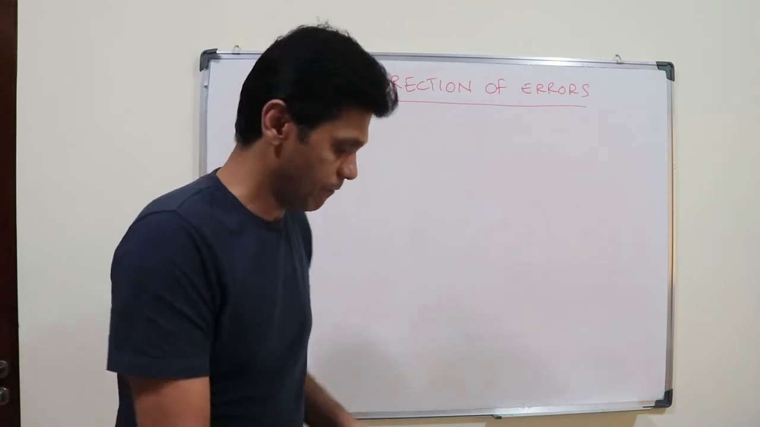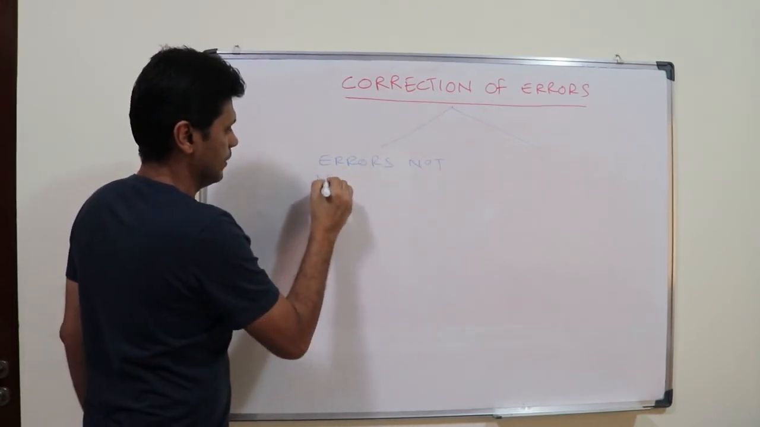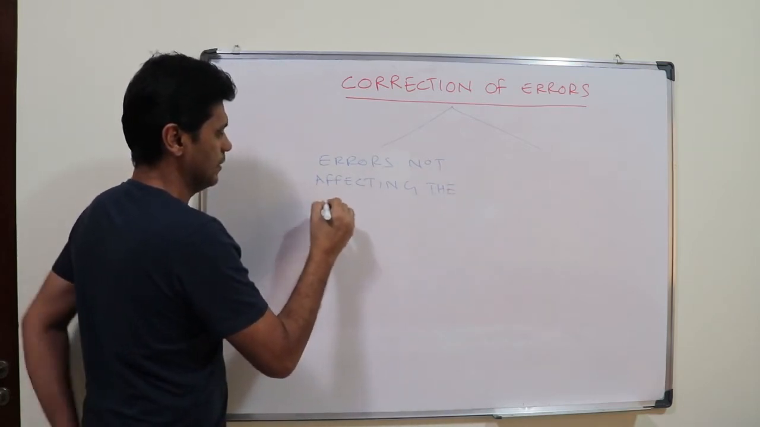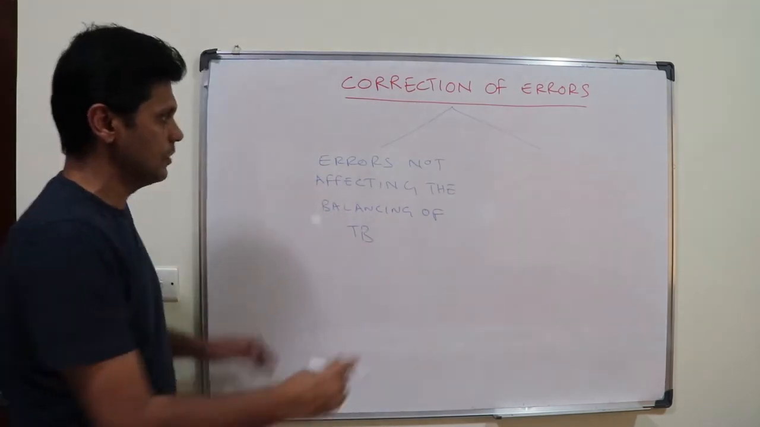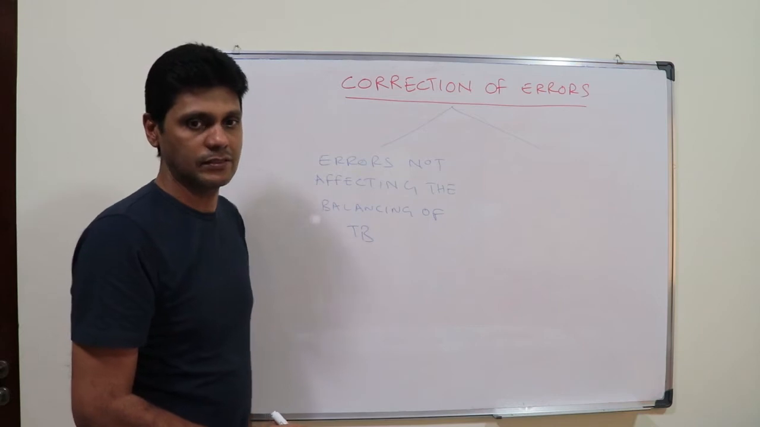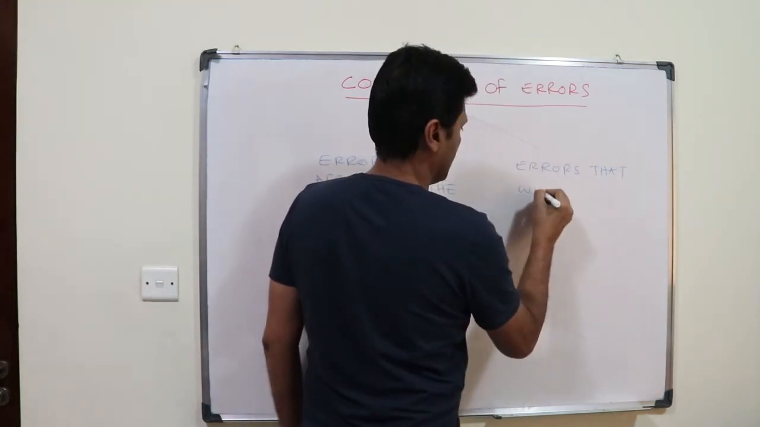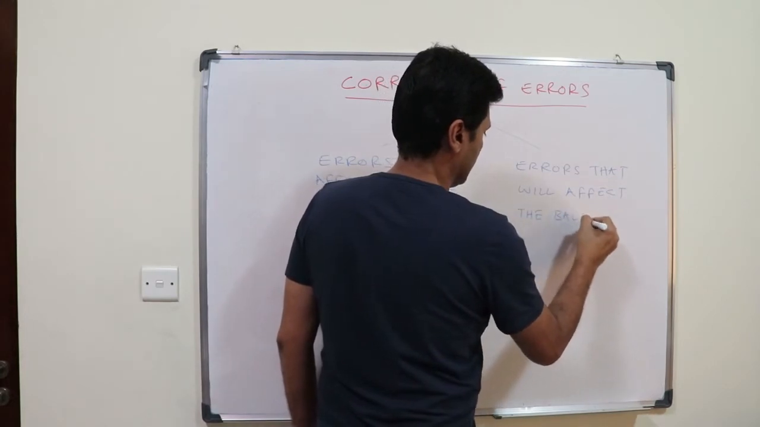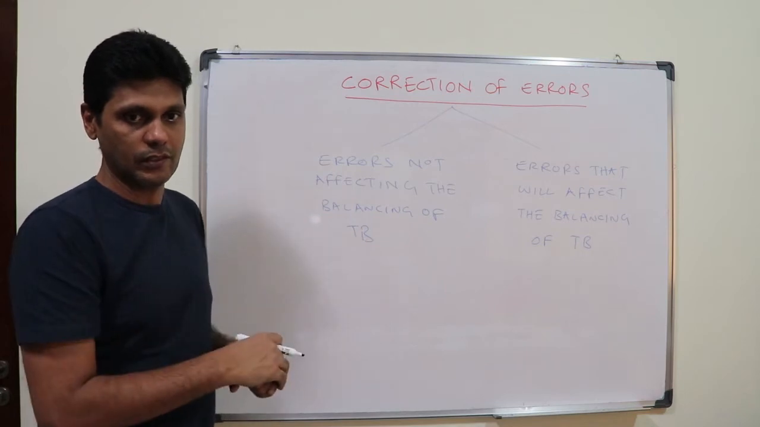So what are those two types? First one, errors not affecting the balancing of trial balance. This is the first part that we are going to discuss. The second part is errors that will affect the balancing of trial balance. So these are the two types of errors that we need to cover under this chapter.